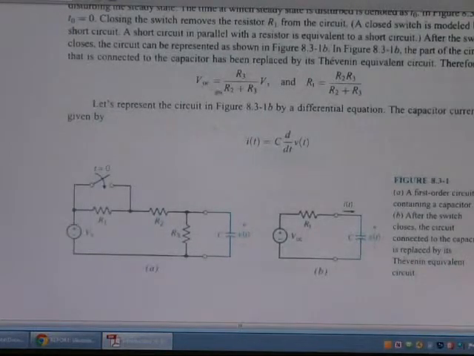Now, the open circuit voltage for our equivalent is R3 divided by R2 plus R3 times VS.